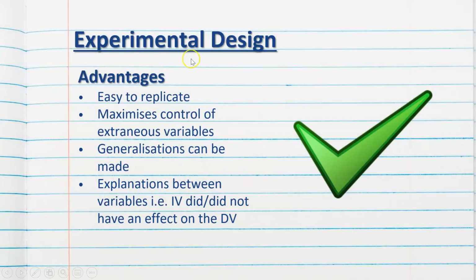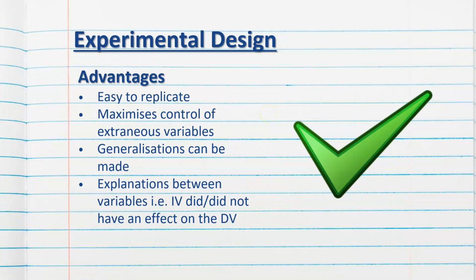So the good thing about experimental designs, the advantages, is that it's easy to replicate. Because it's done in a controlled setting and we have all the control as the researcher, it's easy to do over and over again to make sure that our results are consistent, which is a good thing. It also maximizes control of extraneous variables because, again, we have so much control with this particular design.